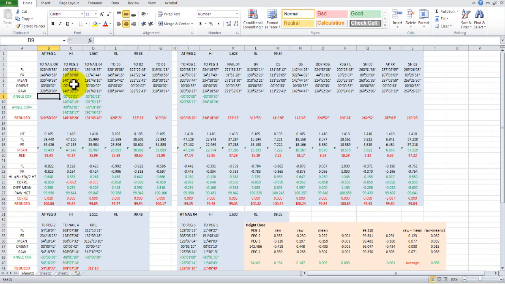However, when we were at Peg 1 and we observed to nail 4, we got 198.48.12. So what we do is we bring our reverse of 11.50.13 up here as 191.50.13, and this is where our 2-minute bearing close or misclose manifests itself.